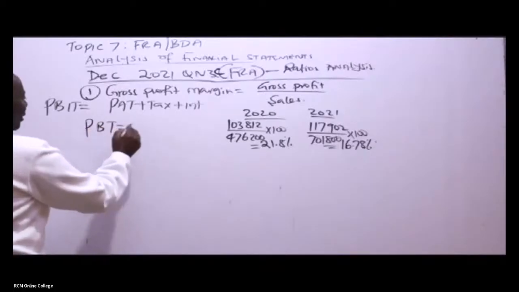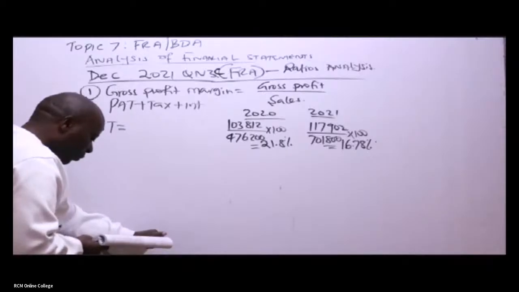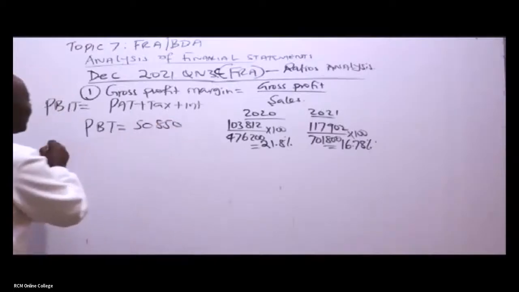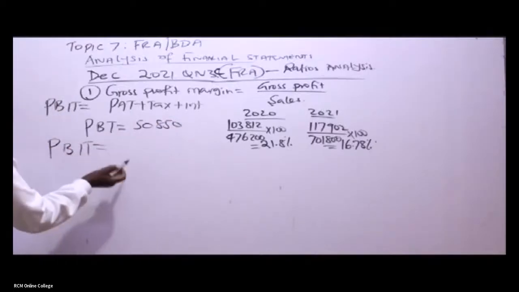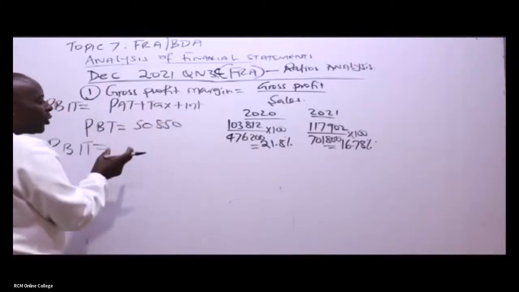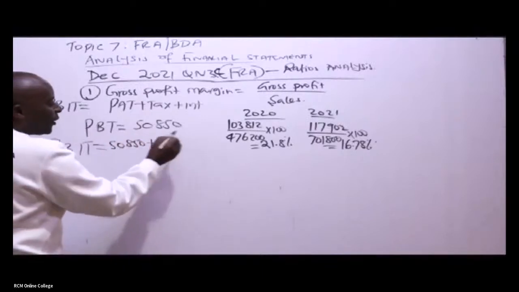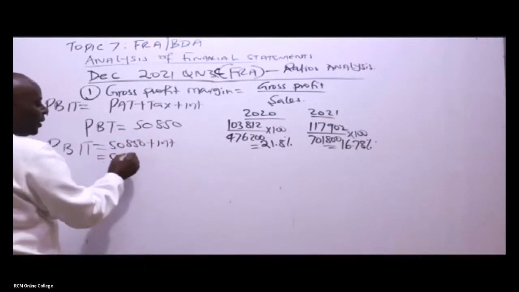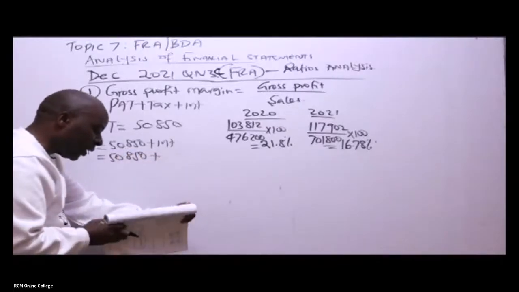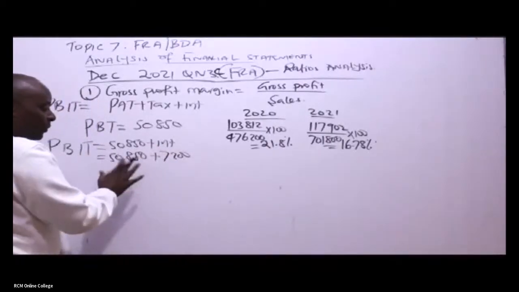They've given me profit before tax of 850. And then I want to get PBIT. Then I remember as a finance student that this is after interest. How do we convert it back to PBIT? Very easy. Add the interest to it. And interest is the same as finance cost. So the finance cost there is 7,200. So first of all, this now makes sense.